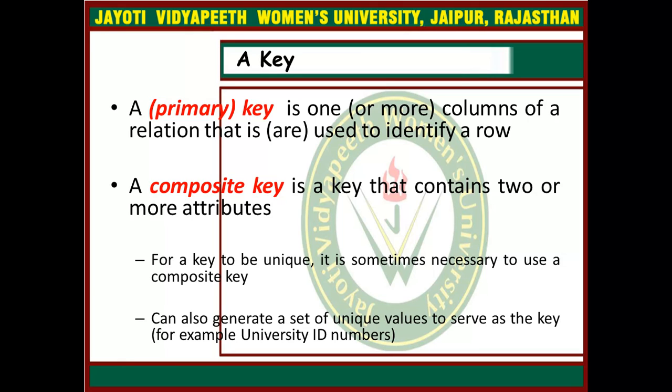So primary key is one or more columns of a relation that is used to identify a row. A composite key is a key that consists of two or more attributes. For a key to be unique, it is sometimes necessary to use a composite key, and this can also generate a set of unique values to serve as the key, for example, university ID numbers.